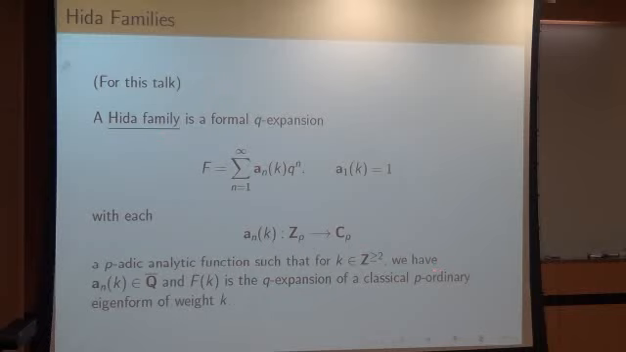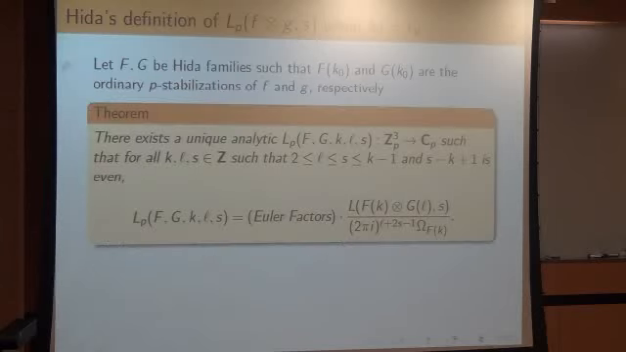This concept was generalized by Coleman to remove the ordinary condition. All right. So this is the notion of a Hida family, and these are the families that we're going to use to interpolate our modular forms f and g. This is how Hida defined the p-adic Rankin L-series of f tensor g, in particular when their weights are the same and there are no critical values.